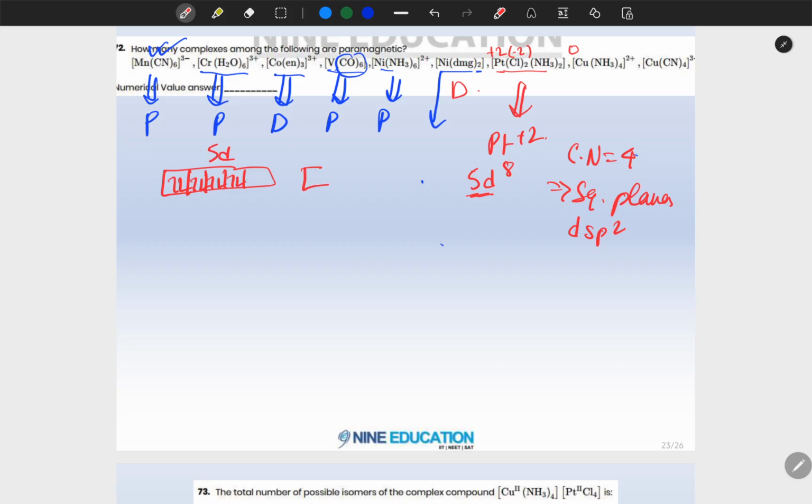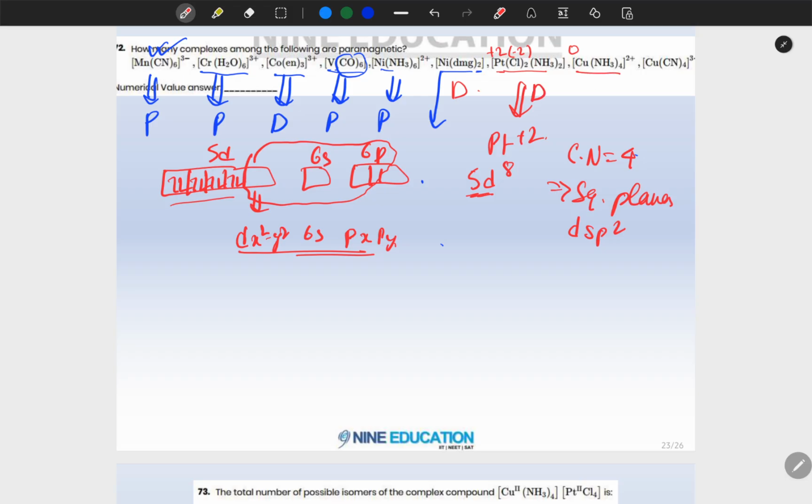5d, 6s and 6p will participate in bond formation, will participate in hybridization. So the last orbital, that is actually dx square minus y square, 6s and 6px and 6py will participate in hybridization, resulting in the formation of square planar complexes. So all the electrons are paired up. That's why the resulting platinum complex is also diamagnetic in nature.